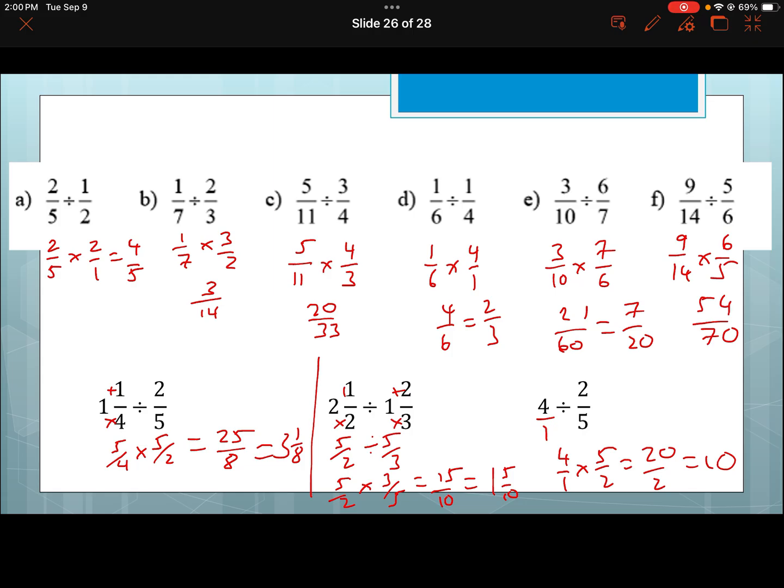Okay, that is the end of the lesson. So we've went over converting fractions from improper to mixed, and vice versa. Multiplying fractions and dividing fractions. And if that all made sense, wonderful.